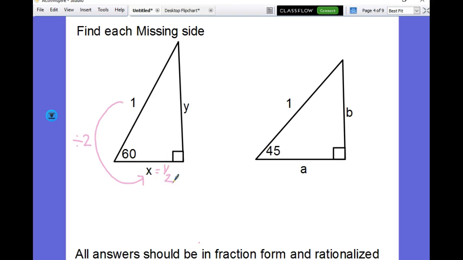All right. Next, Austin, how do we go from our short leg to our long leg? Multiply by square root of 3. Yeah. And so that's going to be, if you don't see it, 1/2 times the square root of 3, right? So 1 times the square root of 3 is square root of 3, and 2 times 1 is 2. All right, so that's that one.